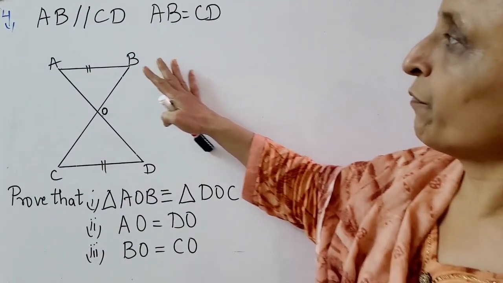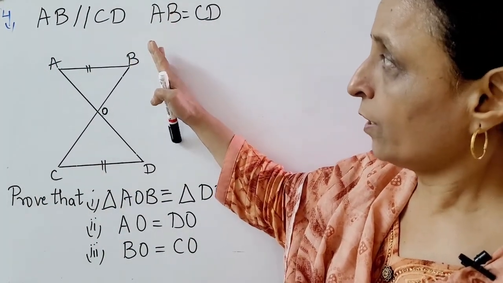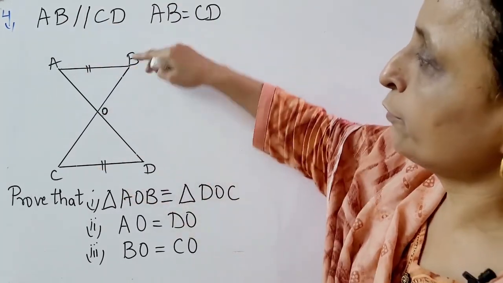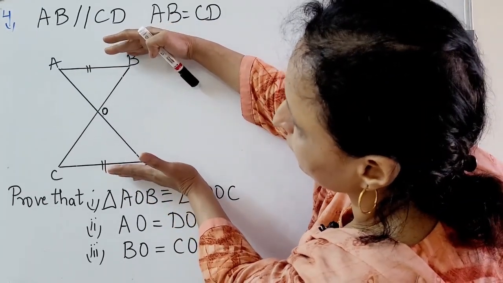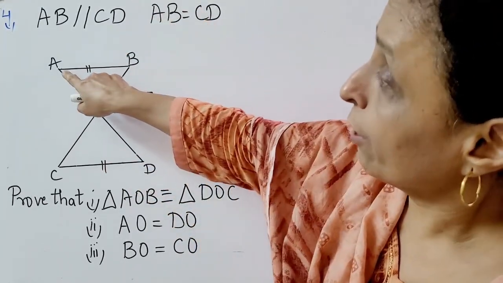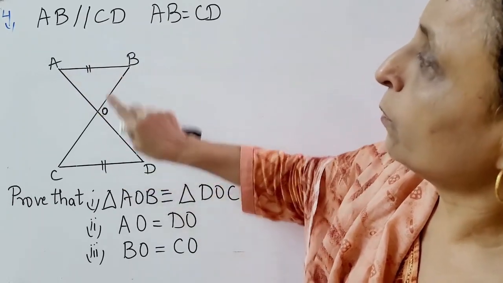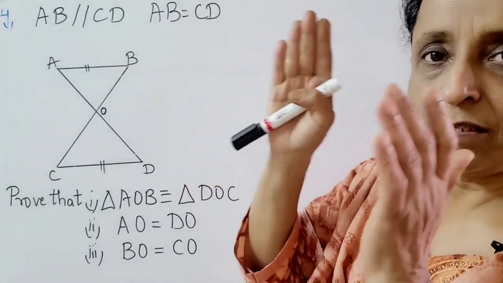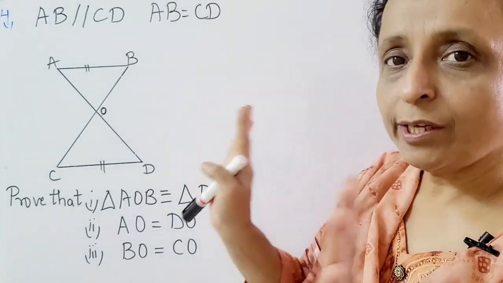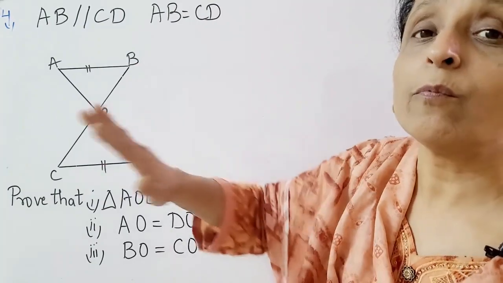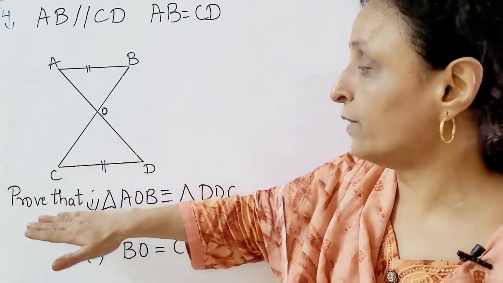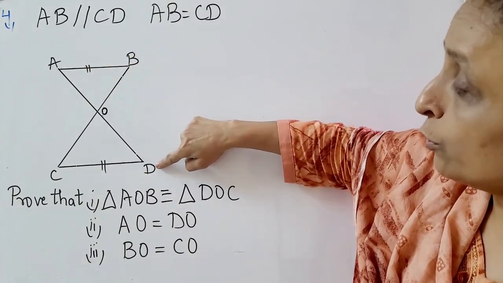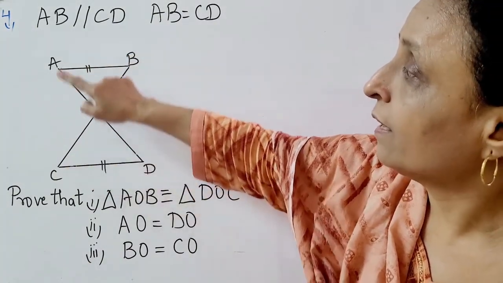Now look at this figure. What is given is AB is parallel to CD. These two lines are parallel. Now, not only parallel, they are equal. This much is given. That two lines are parallel and they are equal. Only that much is given. What is asked? Prove that the triangles AOB is equal to DOC.